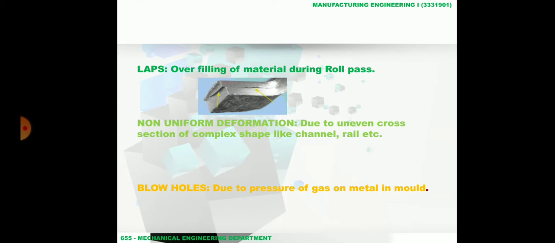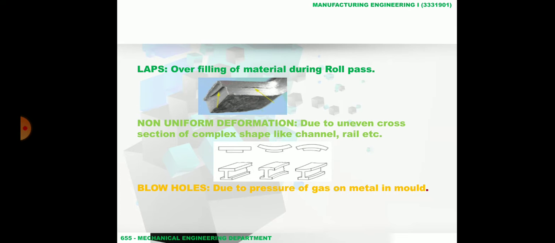The next defect is non-uniform deformation, due to uneven cross-section of complex shapes like channel and rail, etc. Due to the complexity of the job, there is a chance of non-uniform deformation. As shown in our first figure, we would like to produce an I channel, but due to non-uniform deformation or heat, it will be bent or burnt inside or outside from the edges.